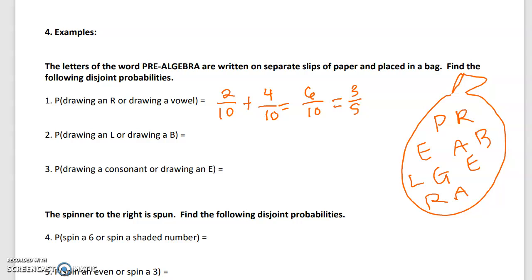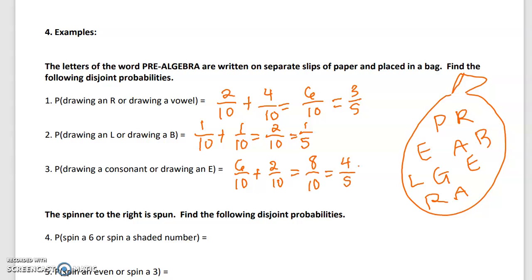Drawing an L or a B, 1 out of 10 is the probability of drawing an L. 1 out of 10 is the probability of drawing a B. So we have a 1/5 probability of drawing an L or a B. And final one, drawing a consonant or drawing an E. So the consonants are P, R, B, L, G, and R. And there's 2 E's. So 6/10 for the consonant, 2/10 for the E, 4/5 of drawing those.